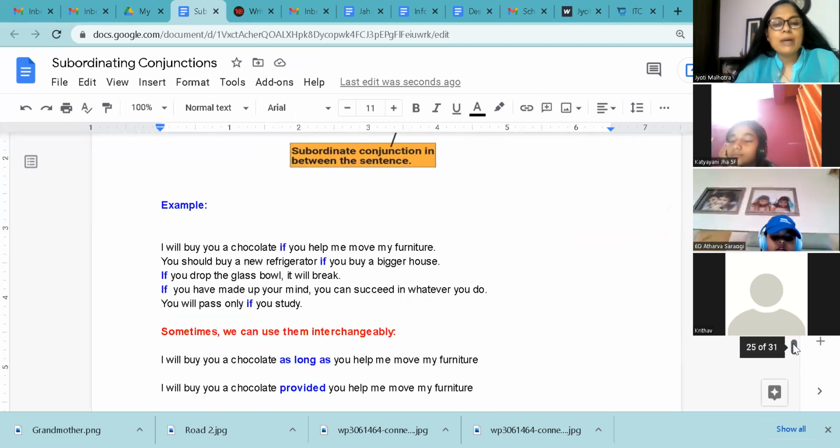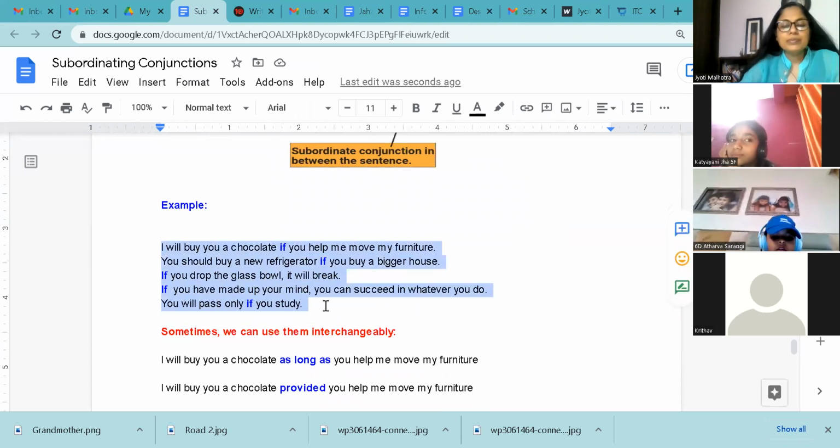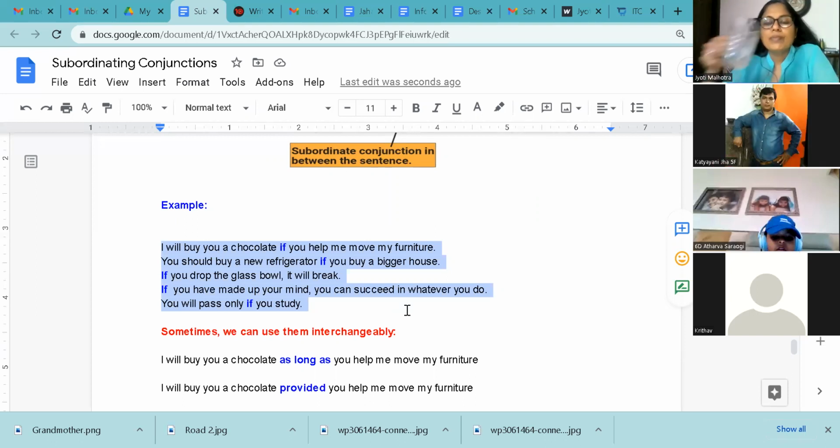Let's read some more examples with if. They're very important examples. Who's going to read? Volunteer. Who's going to read these sentences? It's me. I am going to read. I will buy you a chocolate if you help me move my furniture. You should buy a refrigerator if you buy a bigger house. If you drop the glass bowl, it will break. If you made up your mind, you can succeed in whatever you do. You will pass only if you study.